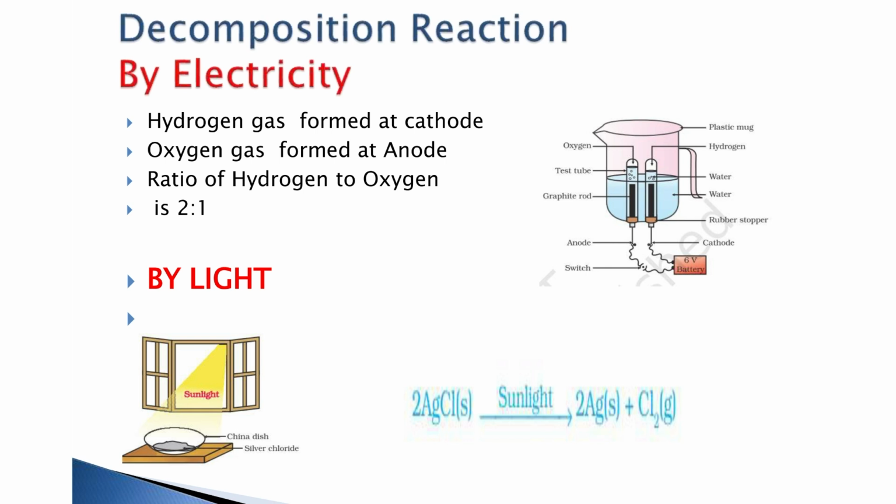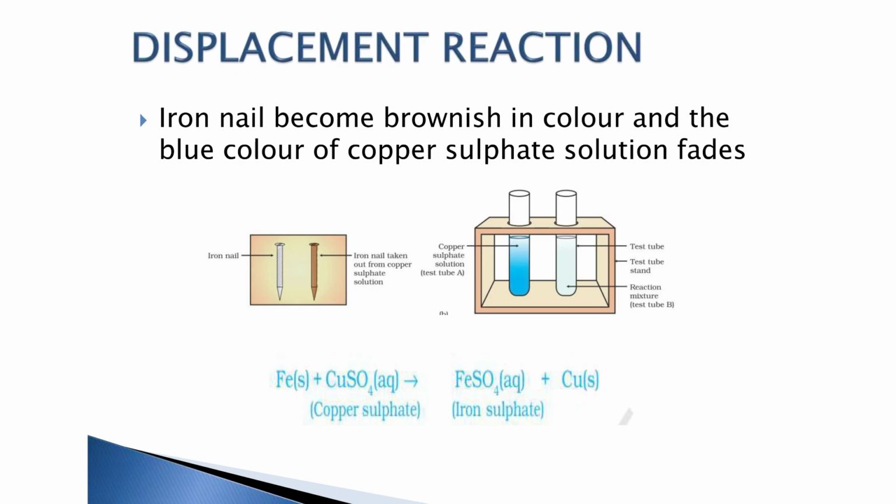Decomposition by light, also known as photolytic reaction. An important example is decomposition of silver chloride in presence of light to produce grey colored silver metal. The next reaction, we have the displacement reaction, where a more reactive metal displaces a less reactive metal from its salt solution. An important example is iron reacting with copper sulfate.